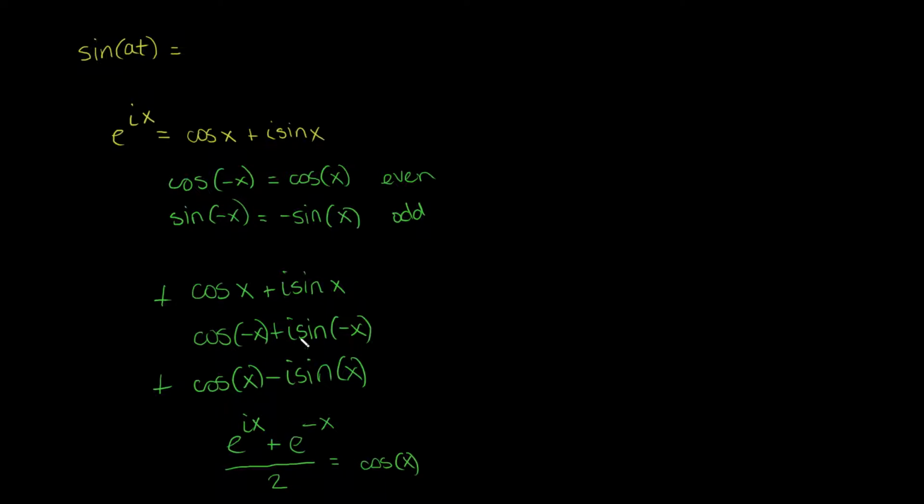Similarly, if we subtracted them, the cosines would go away, and we could divide by 2i. So e to the ix minus e to the negative ix, divided by 2i, equals the sine of x. Amazing, right? Using this same complex exponentials trick, the sine of at is e to the iat minus e to the negative iat, divided by 2i. This is going to make taking the Laplace transform of sine of at much easier.